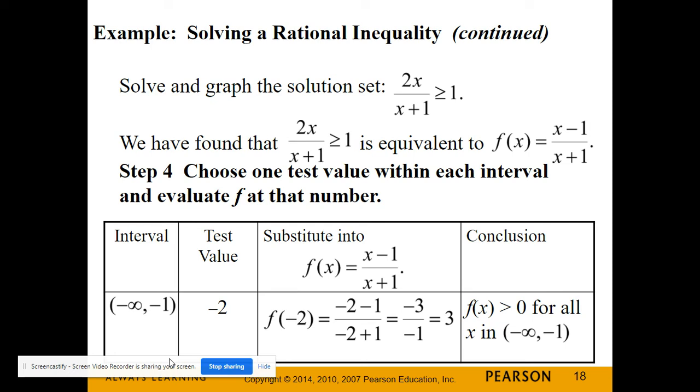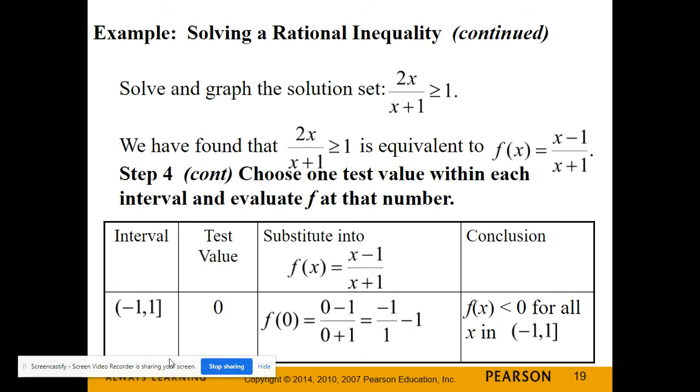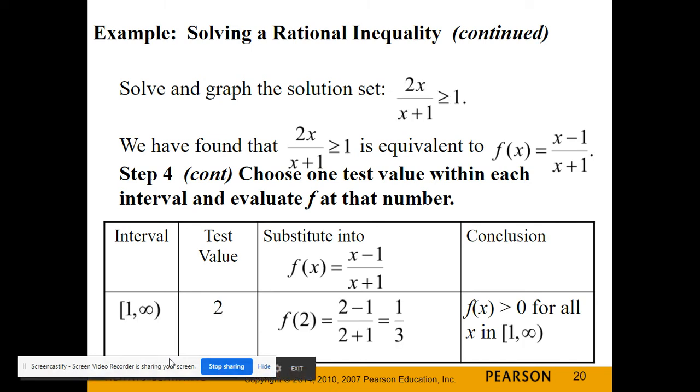All right, so now again, we've got the three intervals. Test value chosen for the first interval is -2. So we substitute -2 into the function, we get +3. So then it is positive. The test value for the interval in between -1 and 1 is 0. And when you substitute that in, you end up with -1. So the conclusion is that everything is negative. And then the third interval, everything to the right of 1, we pick the test value of 2, substitute it in, you do get a positive 1/3. It's positive, so the whole thing is positive.